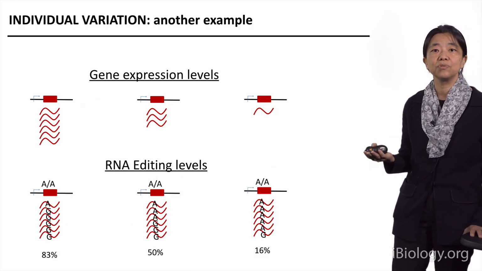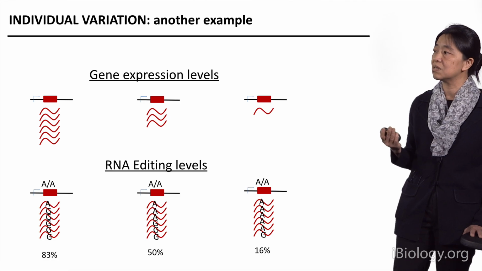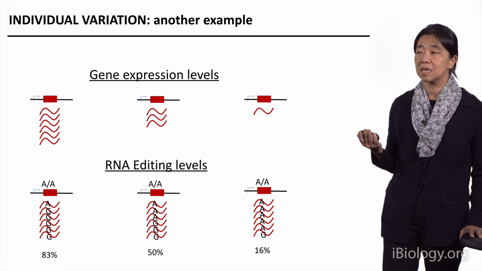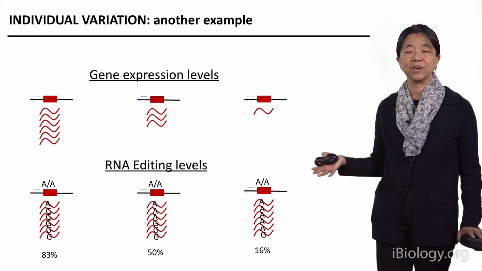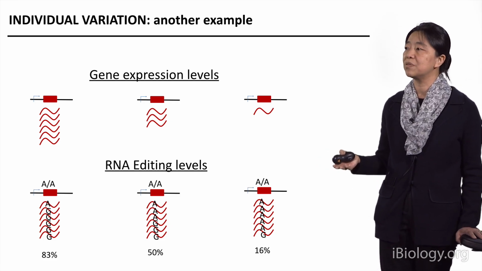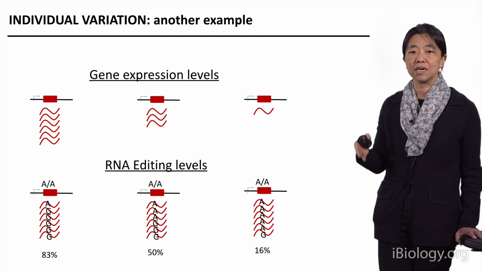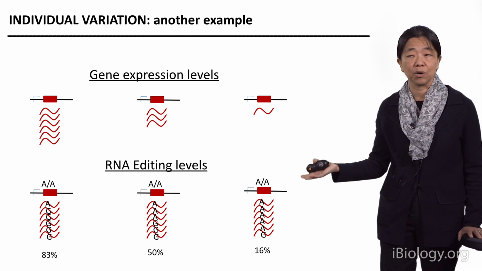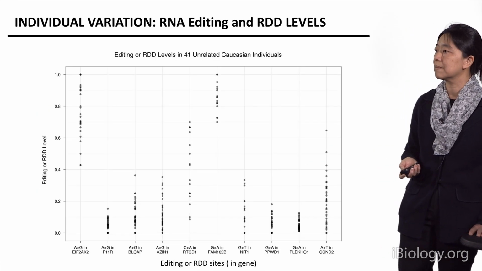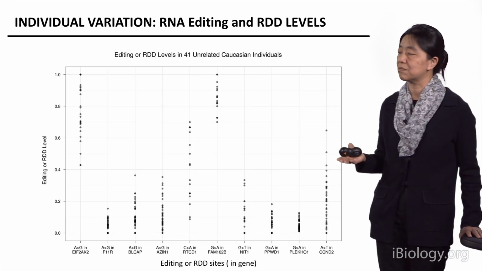I have already shown you that individuals differ in terms of gene expression levels. What I'm going to show you next is that editing levels also vary across individuals. At the identical RNA editing site, some people have a high editing level and some people have a low editing level. Shown here is such a graph.